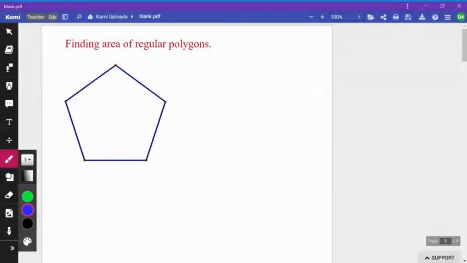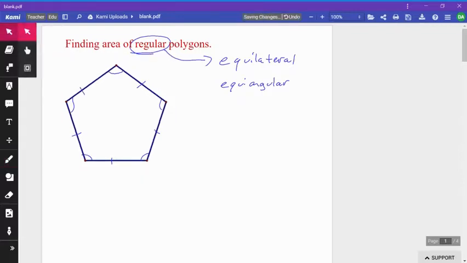Hey kids, today we're going to talk about how to find the area of a regular polygon. Now you've got to remember that there are a few fancy words that make up the word regular, and those words are equilateral, which means that all the sides are going to be the same, and the other one is equiangular, which means that all of the angles are going to be the same. So we're talking about regular polygons in which all the sides and all the angles are the same, and how to find the area of those.